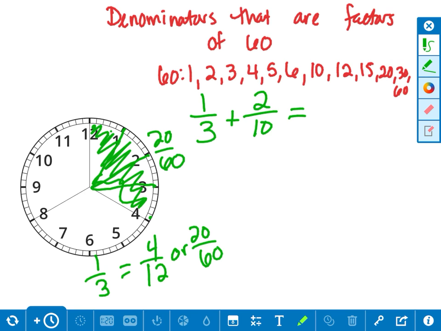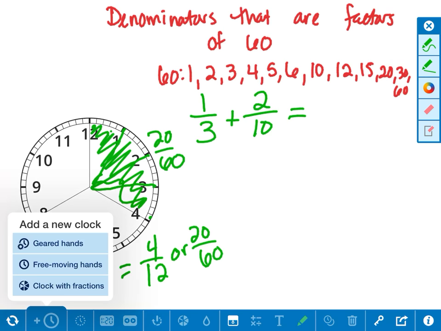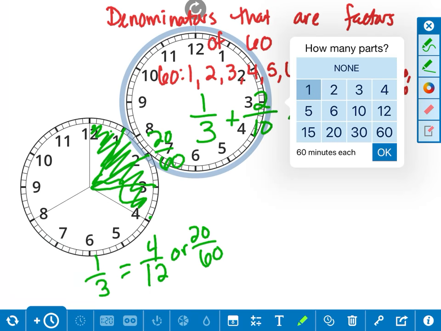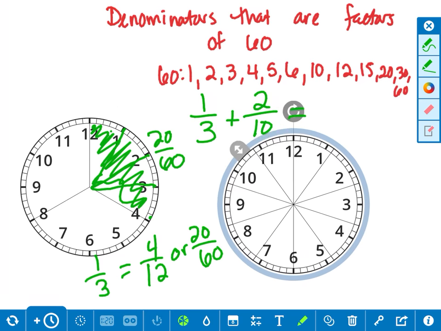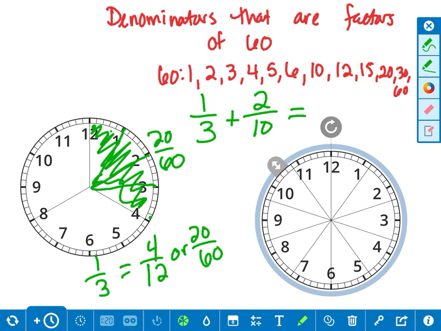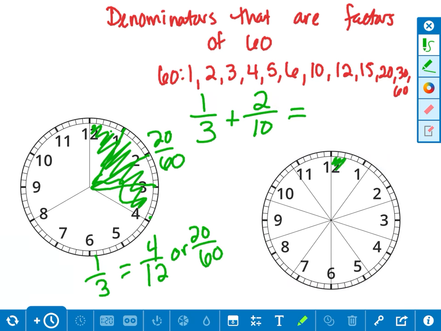Now, let's do 2/10. So, we're going to add another clock, a clock with fractions, and we want to split it into 10 even parts. That is our denominator. And our clock said that when you split a clock into 10 even parts, you're going to get 6 minutes each. That's because 60 minutes divided by 10 is going to equal 6. So, we have 2/10 here. That means I need to color in 2 out of the 10 pieces.